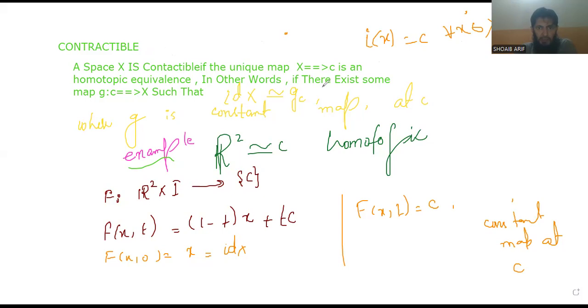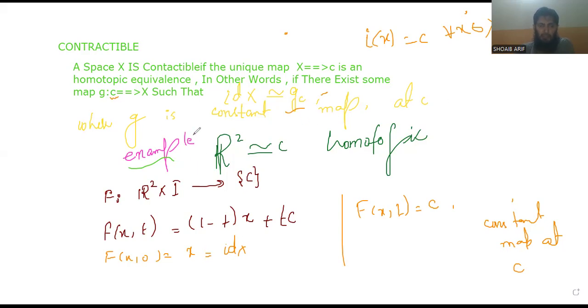In other words, we can say X is contractible if there exists some map g from the point C to X such that the identity on X is homotopic to g. This is the constant map. The identity map is homotopic to the constant map, where g is the constant map at C.